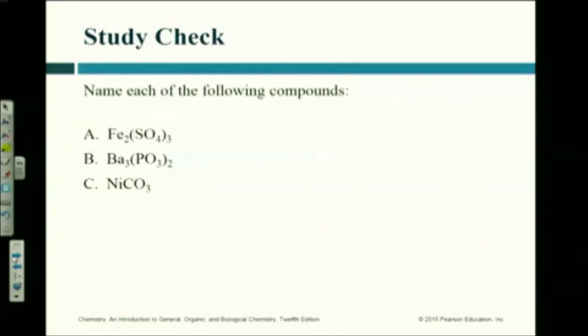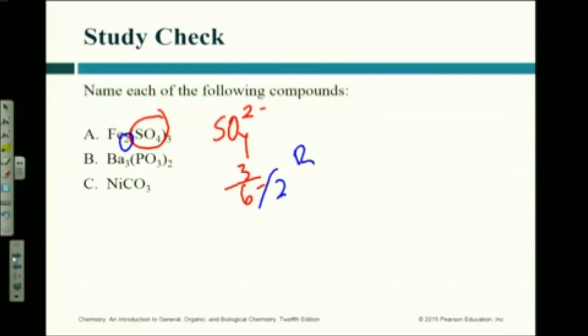All right, well, here's 3 more for you to do then. You ready? First one's the toughest one. This guy right here is sulfate, right? SO4, 2 minus. And how many do we have? 3 of them. So we have 6 negative charges. We have 2 irons, so we divide 6 by 2. That means that each iron is 3 plus, right? Ooh, it's a 3. This is iron 3 sulfate.